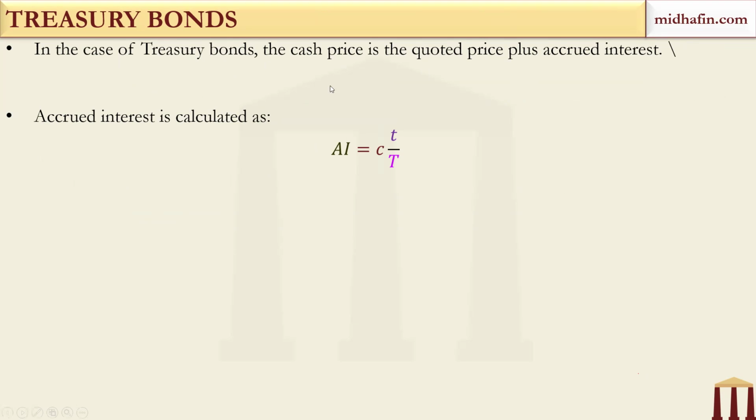I'll just show you the formula for calculating the accrued interest, which is the coupon rate times the number of days from the last coupon date to today, divided by the total number of days between the last coupon date and the next coupon date. These are actual number of days. That is, the actual over actual day count convention is used in the case of treasury bonds. Day count convention should be remembered.